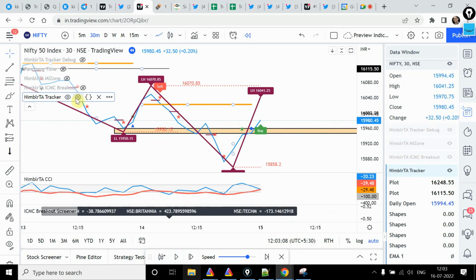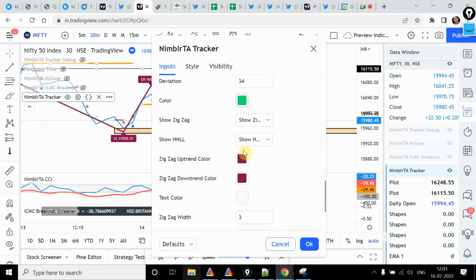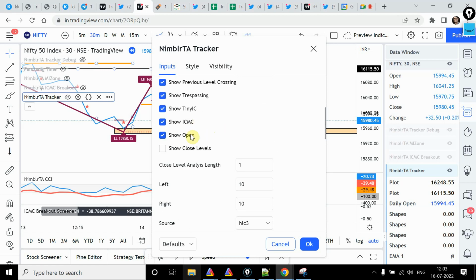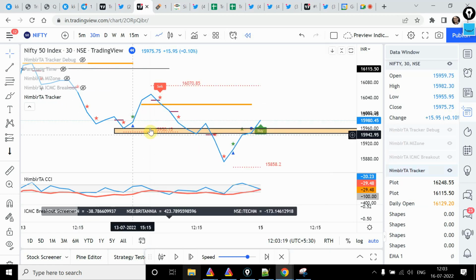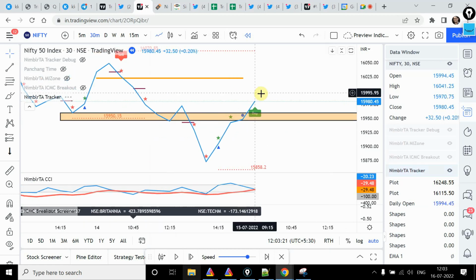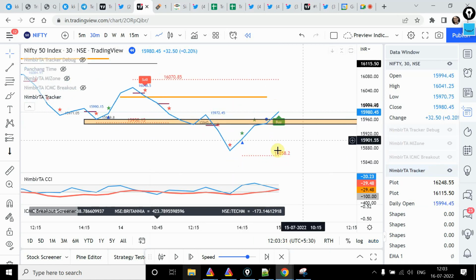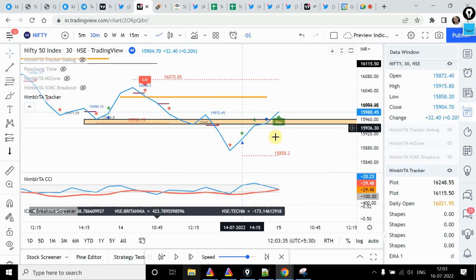How would we track it? That is the whole purpose of the tracker, to make it simple. I remove these levels, right? And instead I enable close levels. So it will tell me the close levels as well. So at this moment 15972.45, and I am at 15980. A lower low has been formed over here, which is 15858, a lower low. And this level also has been crossed on the upside.